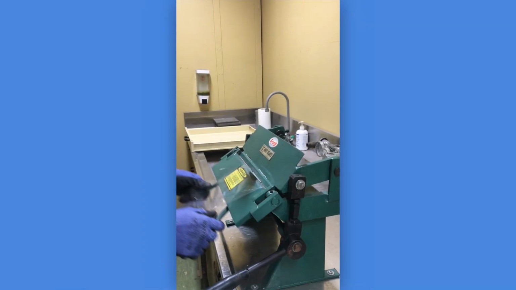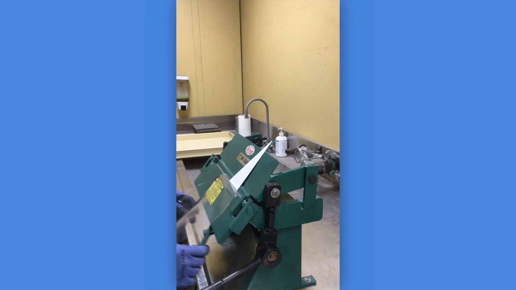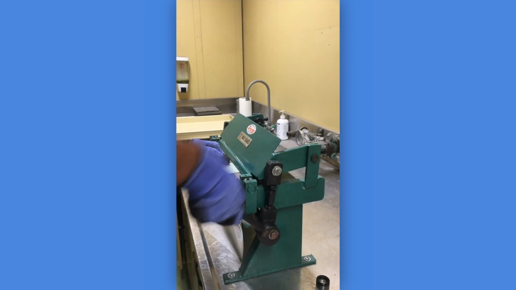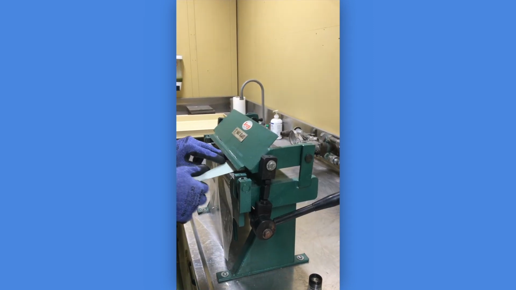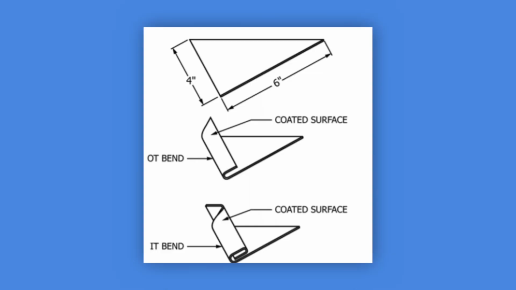One last iteration to the test method is to bend a triangle-shaped sample. This has the advantage of exposing each of the bends, which may be helpful for initial and future inspection, and serve as a permanent record.